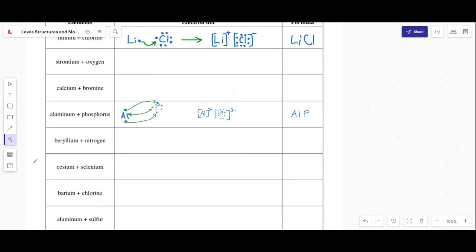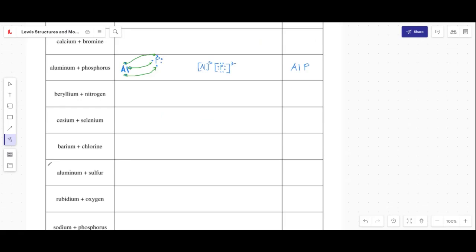Well, what if we had something like aluminum and sulfur? With this, aluminum still has its 3 valence electrons. 1, 2, 3. And let's do a sulfur. Sulfur is 6. 1, 2, 3, 4, 5, 6.